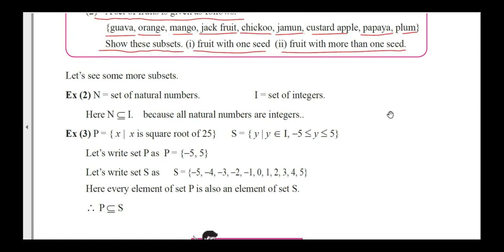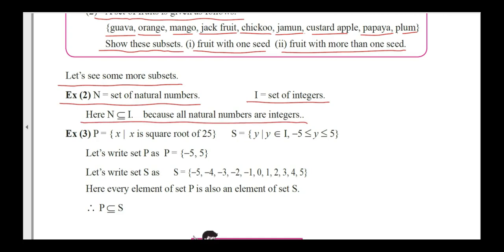Let us see some more subsets. N is the set of natural numbers. I is the set of integers. N is a subset of I because all natural numbers are integers. Next, example number 3. P = {x such that x is the square root of 25}. S = {y such that y belongs to I and y lies between -5 and +5, equal to -5 and equal to 5}.